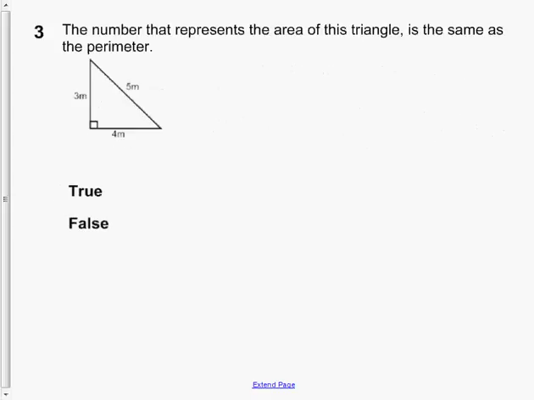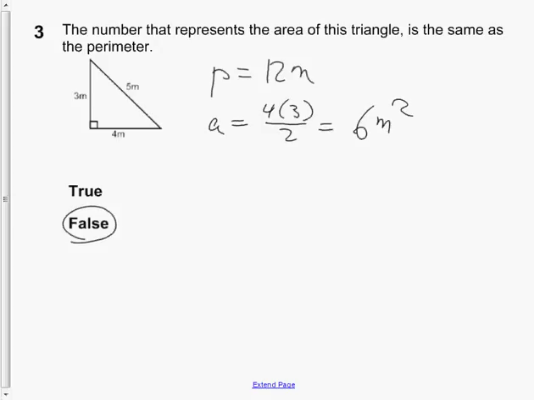Question 3, the number that represents the area of this triangle is the same as its perimeter. Let's double check this one. So the perimeter would be 3, 4, and 5, which is going to be 12 meters. And its area will be base times height divided by 2, which is half of 12, which is 6 square meters. So the answer, of course, for this one is false.